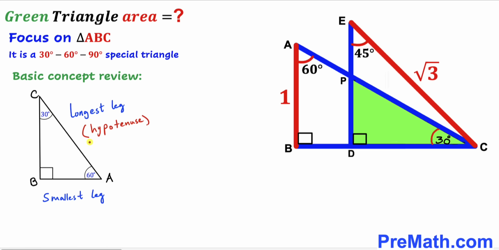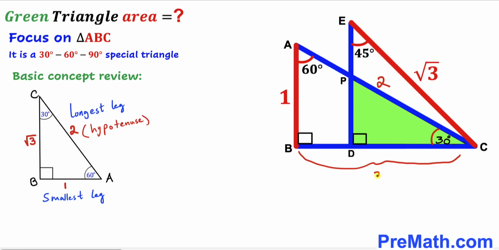Now let's focus on triangle ABC once again. We can see this side is our smallest leg, whereas this side is our longest leg, which is also the hypotenuse. We know our smallest leg is 1 unit. So the longest leg, the hypotenuse AC, is going to be 2, and the third side BC is going to be square root of 3. Thus we see that this whole side BC length turns out to be square root of 3, as you can see over here.